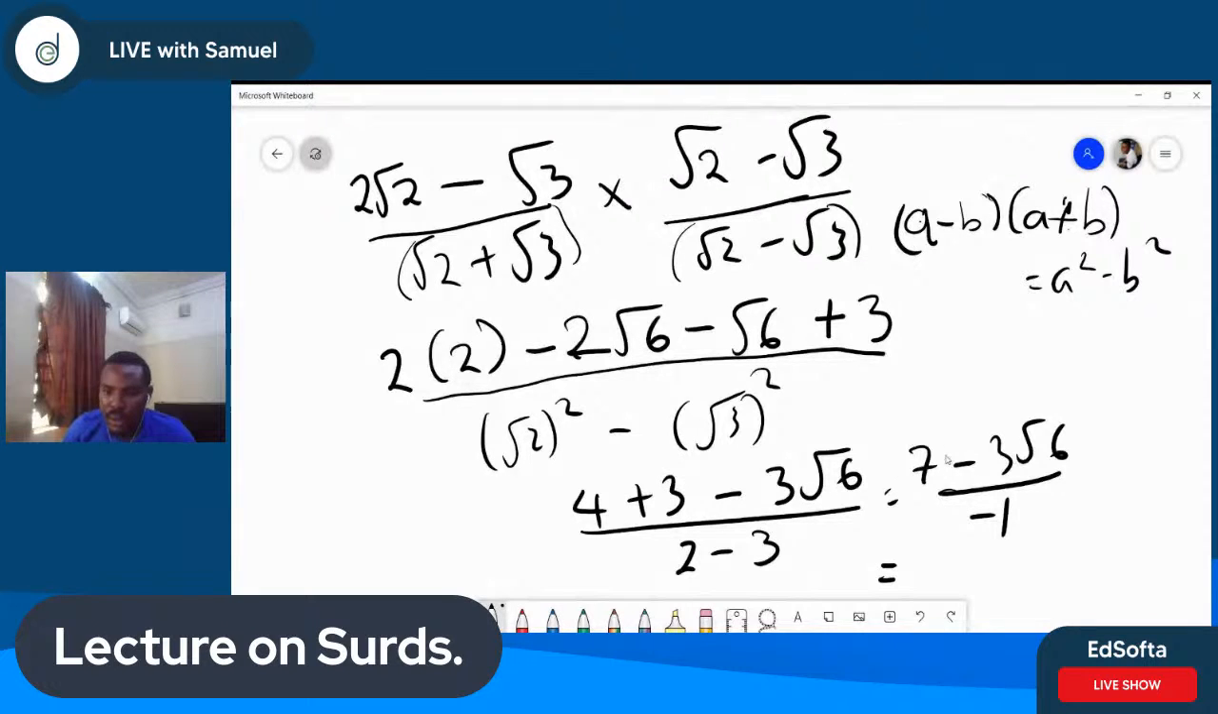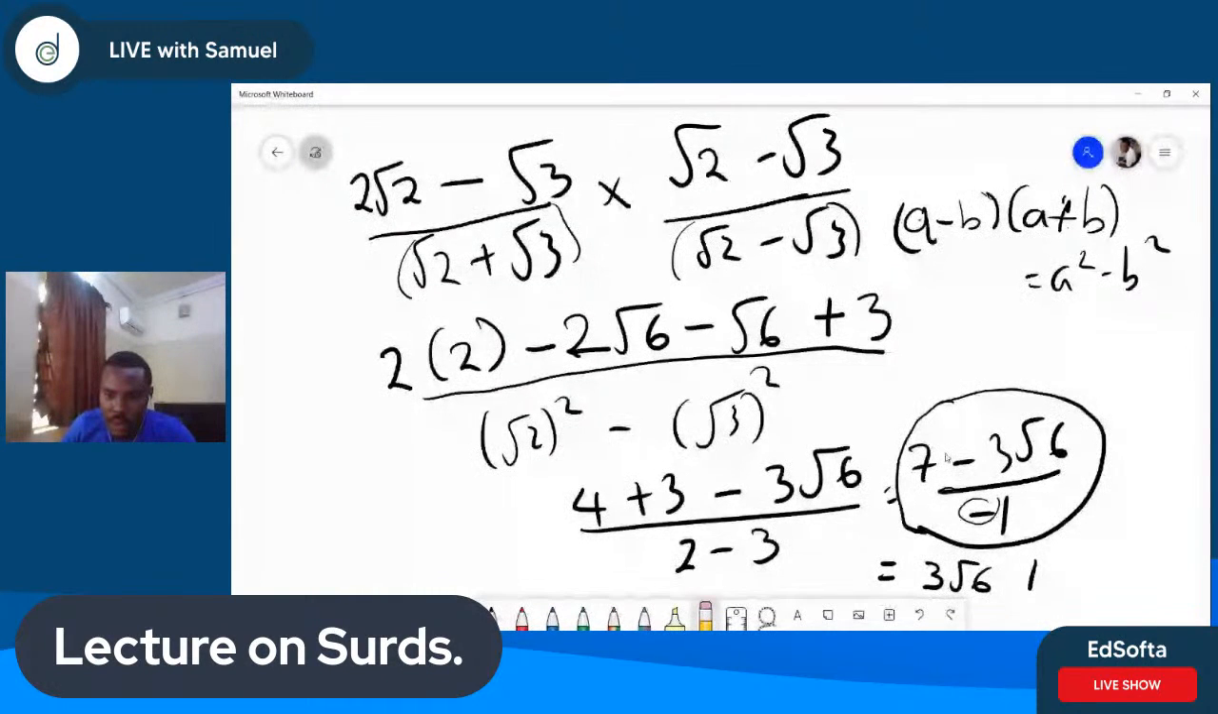So now here, this minus 1, we can just remove it by changing the sign here. So we just have 3 root 6 minus 7. Minus 7. And that's all. That would be all.